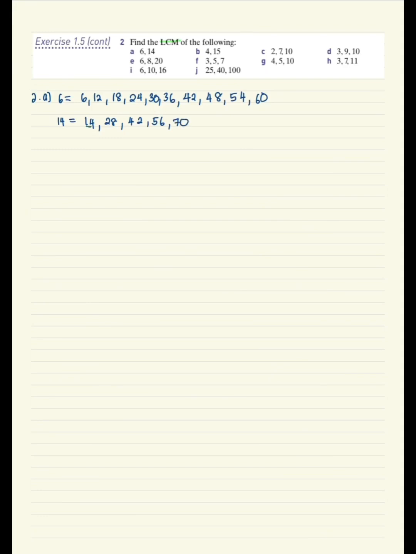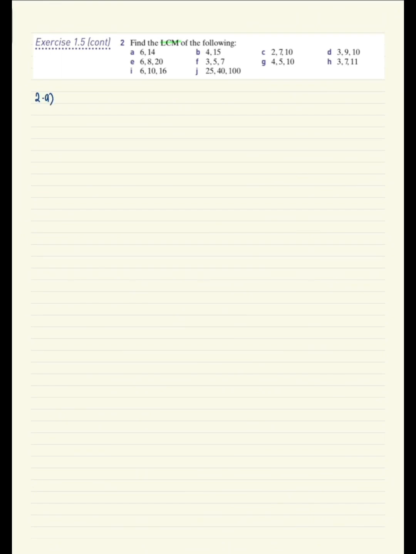Can you see 14 anywhere here? No. How about 28? No. How about 42? Yes. As you can see, the lowest number that is common among these multiples is 42. Therefore, the lowest common multiple is 42.